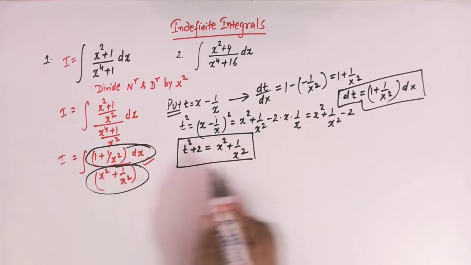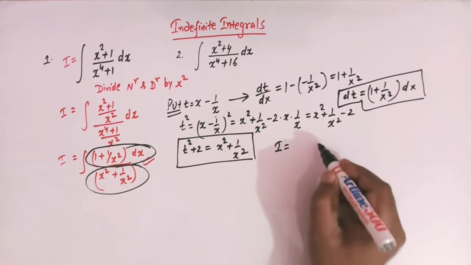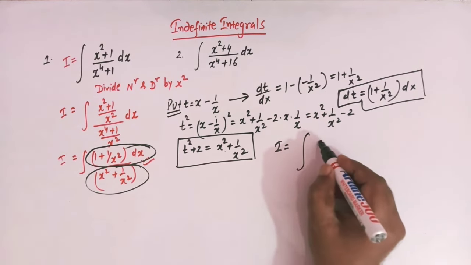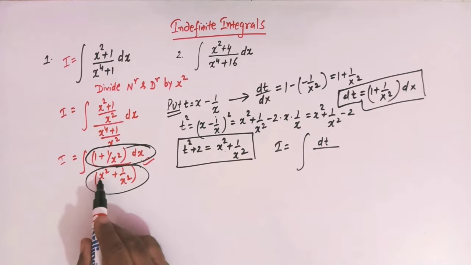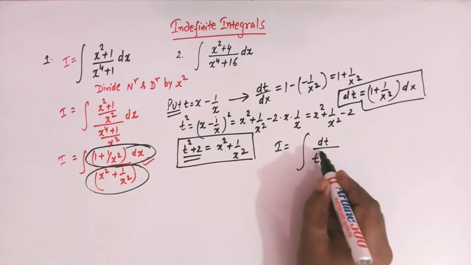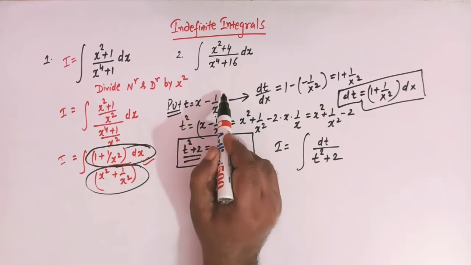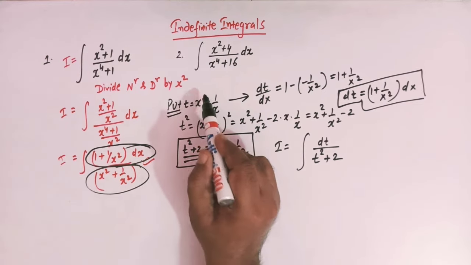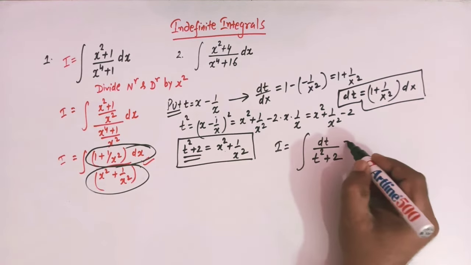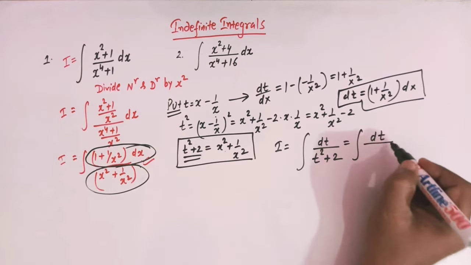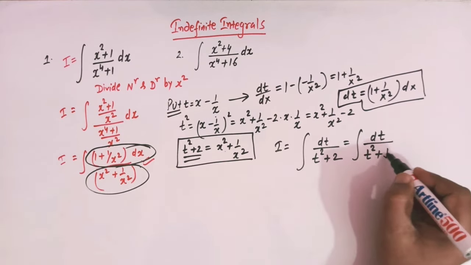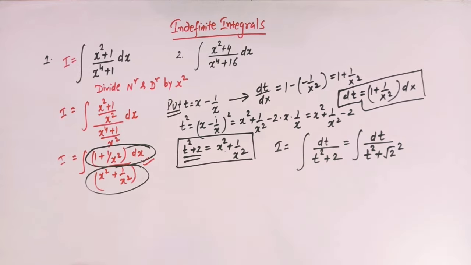So now our integral I takes the form: integral of dt, and for x square plus 1 over x square, we have t square plus 2. So we see that when we make this type of substitution, our integral reduces to a simple one. Now we can write it as dt over t square plus root 2 whole square, since this 2 can be written as the square of root 2.